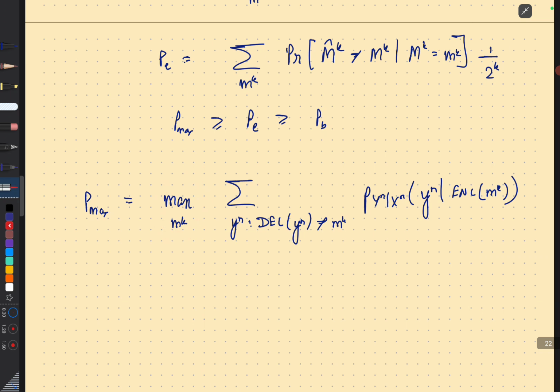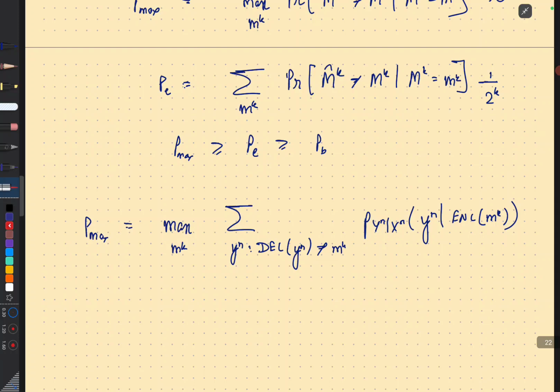When does the maximum probability of error go to 0? Like you mentioned before, if Pmax goes to 0, then Pe and Pb go to 0. Correct. In what case will that happen? It depends on how well you design your code. If you don't design your code well enough, then it's possible that the maximum probability of error doesn't go to 0. So it's difficult for me to say when it will go to 0.